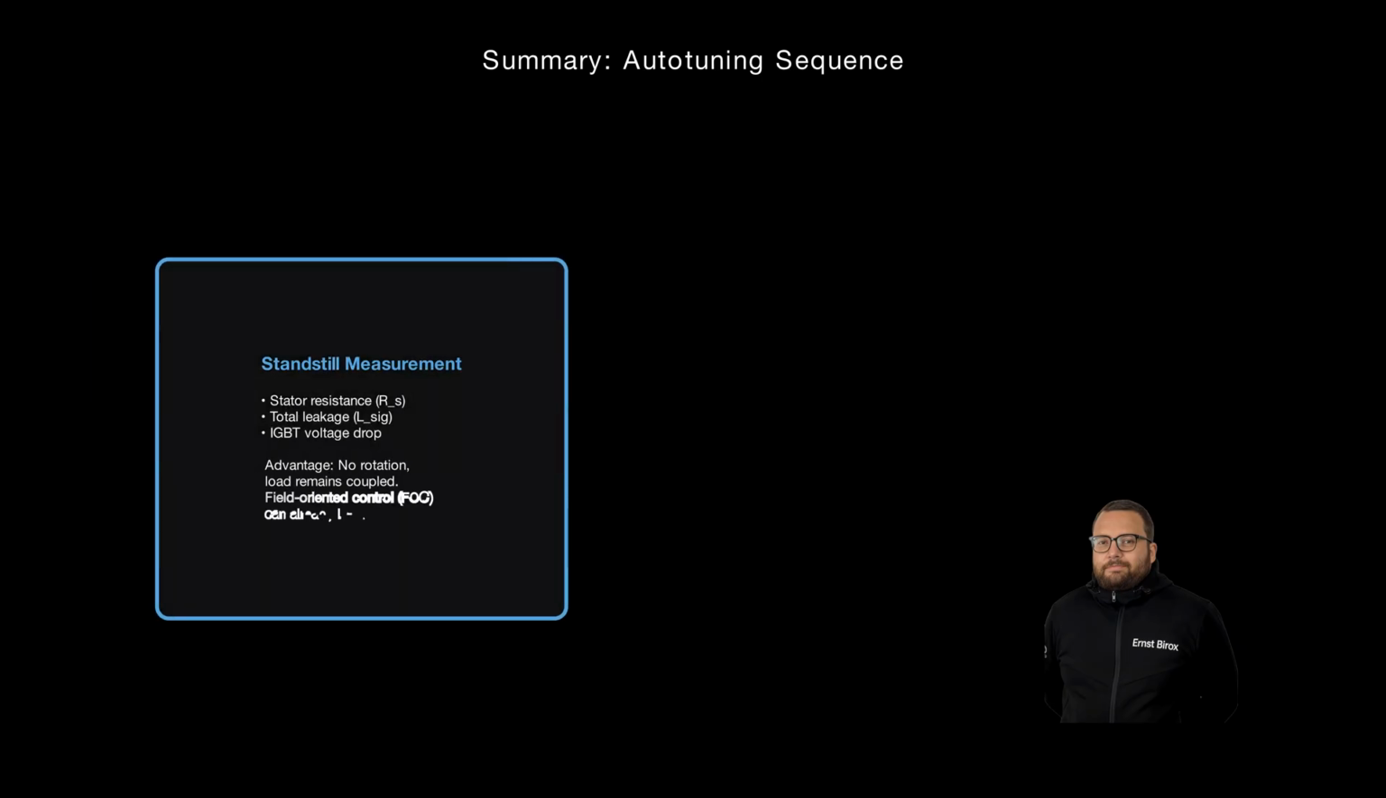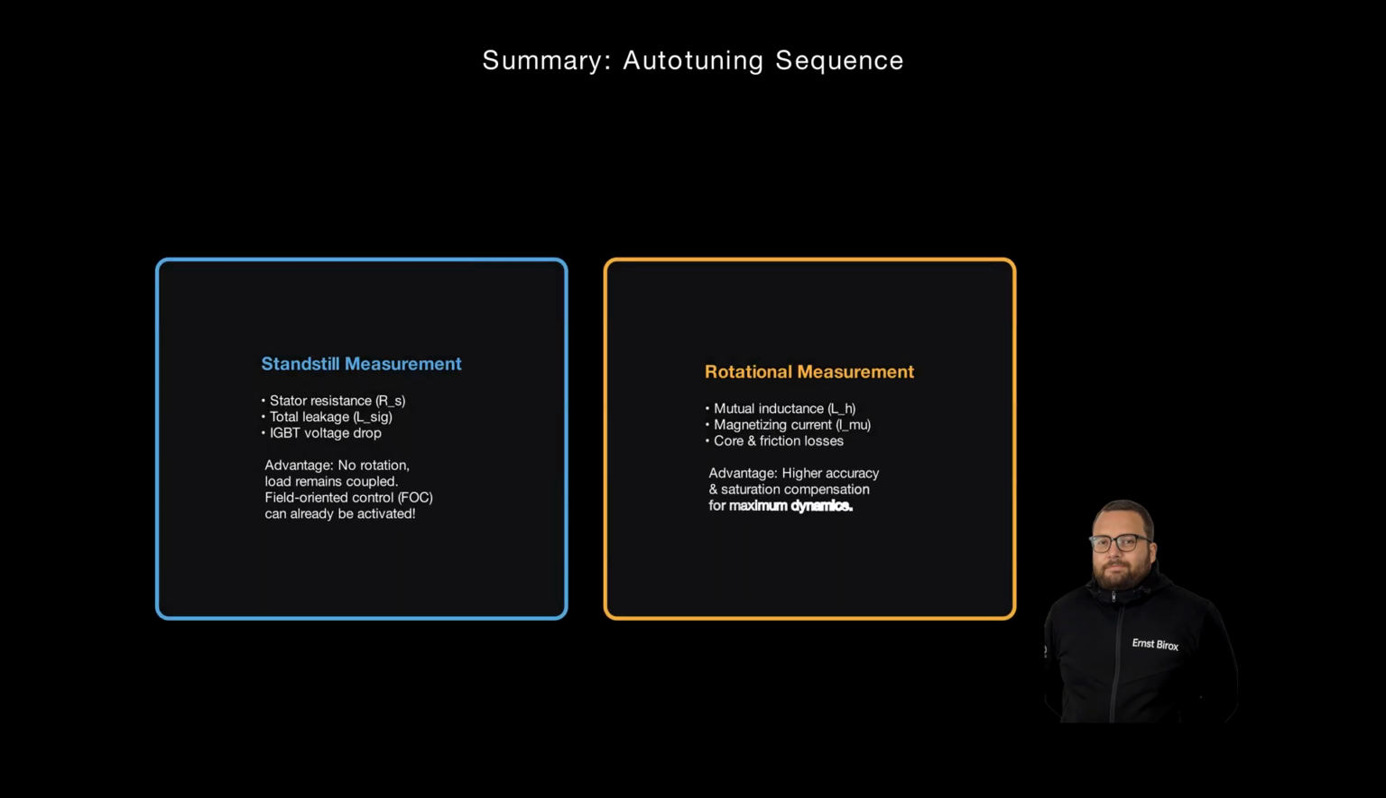In summary, field-oriented control can be activated right after the standstill measurement. The rotational measurement is optional and increases precision by capturing the mutual inductance and the saturation curve.